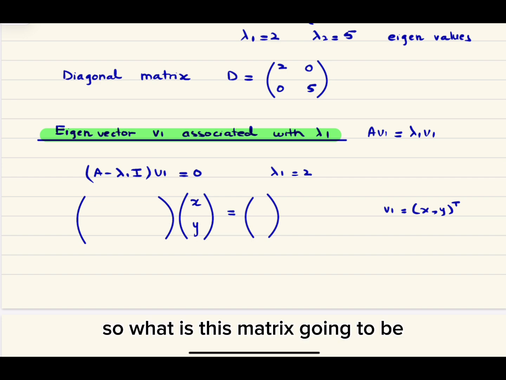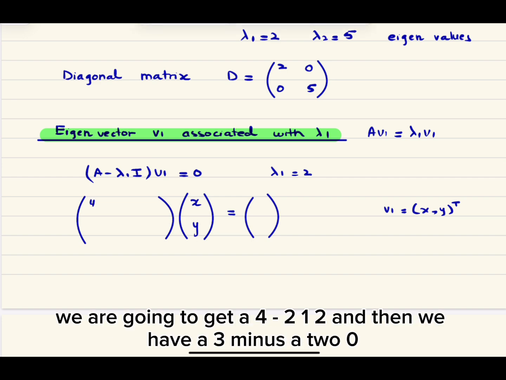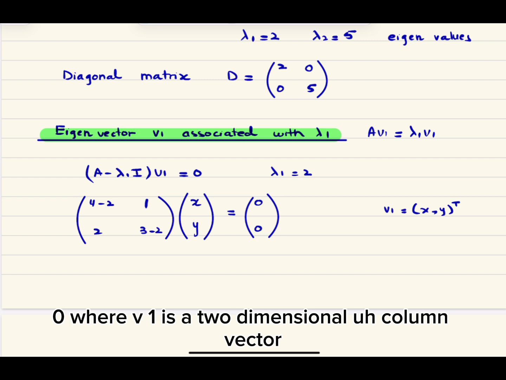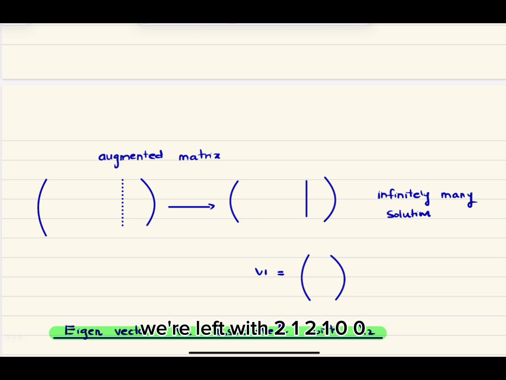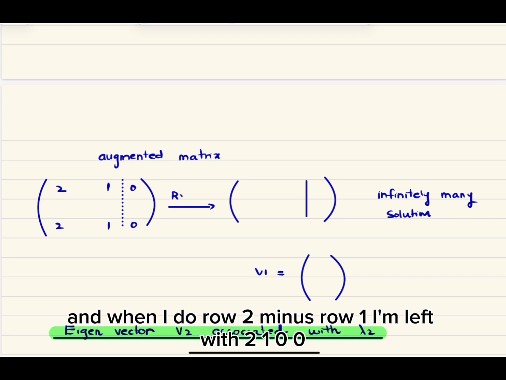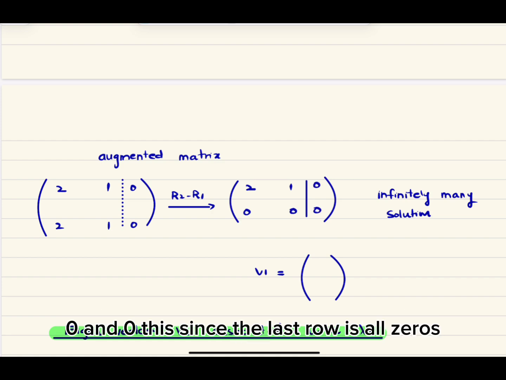So what is this matrix going to be? We are going to get 4 minus 2, 1, 2, and then 3 minus 2, times v1, equal to 0, 0, where v1 is a two-dimensional column vector. So what is the augmented matrix here? We're left with 2, 1, 2, 1, 0, 0. And when I do row 2 minus row 1, I'm left with 2, 1, 0, 0, 0, and 0.